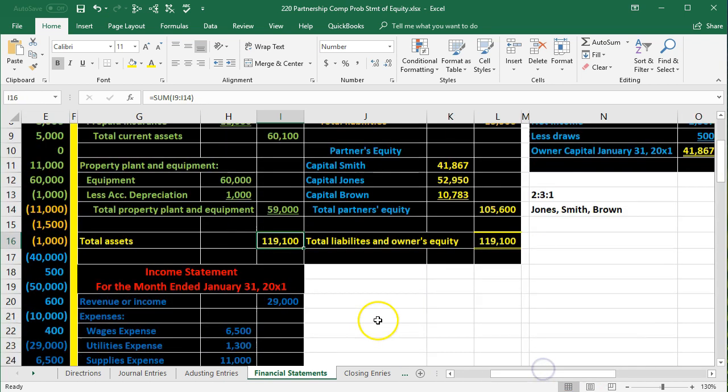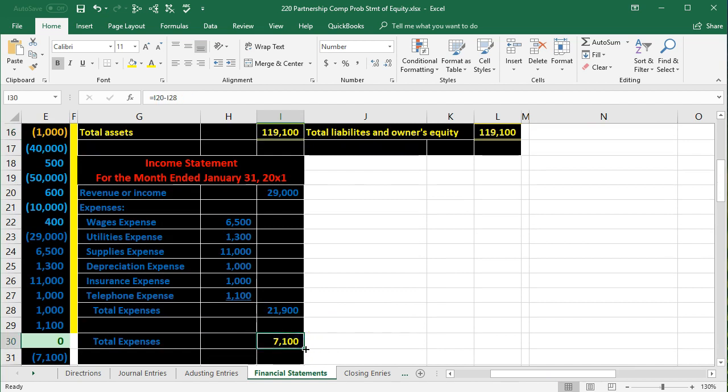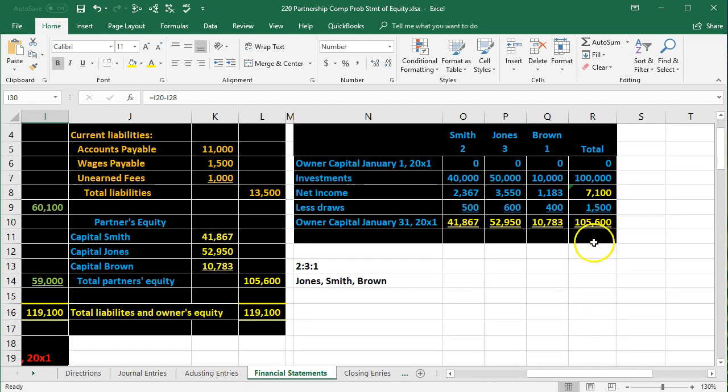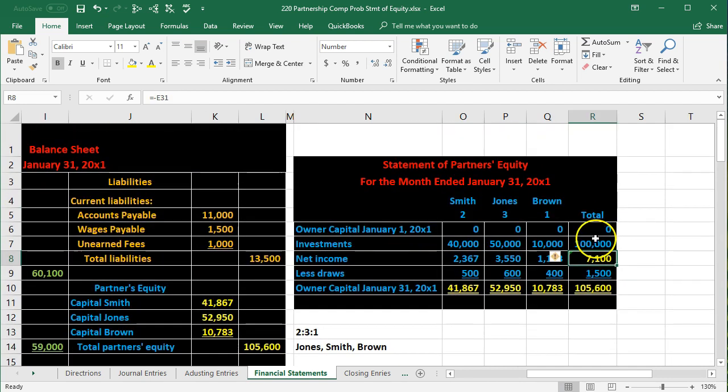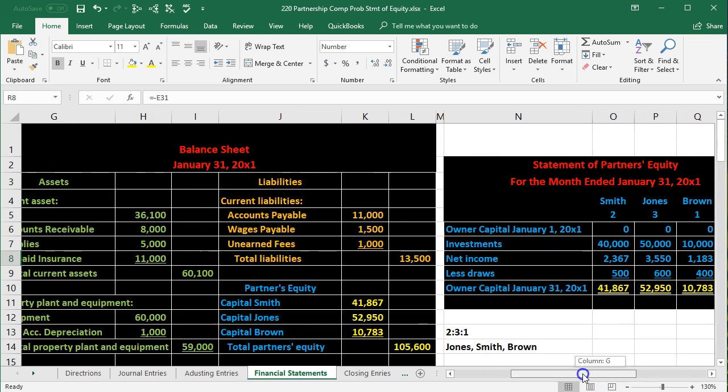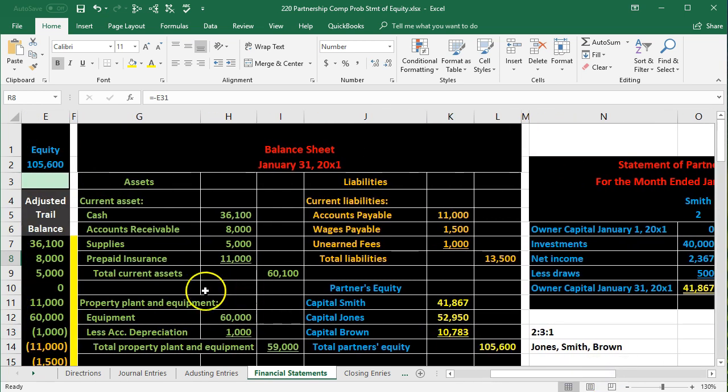And then, of course, the income statement is telling part of the story, breaking out more of the story, the 7,100, which matches the 7,100 here on the statement of equity. So those are the things that should tie out every time on the financial statements to check if they are looking correct.